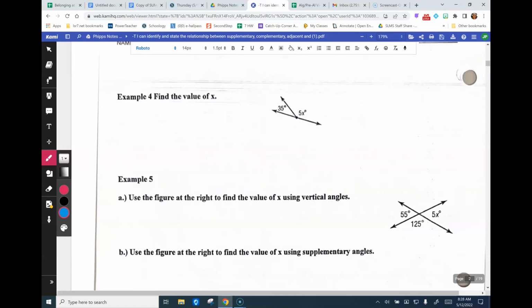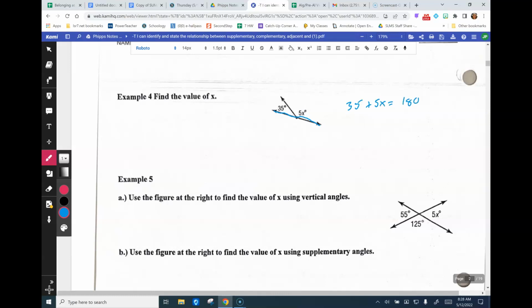Okay, find the value of x. What do I know about these two angles? Well, they're on a line. So if they're on a line, they're on a straight angle. A straight angle has how many degrees? That's right, 180. So 35 plus 5x is equal to 180.